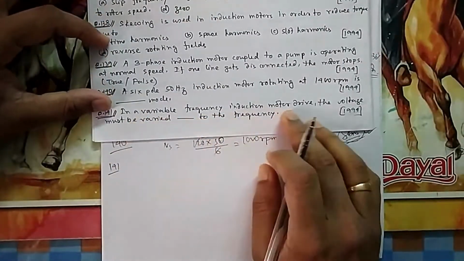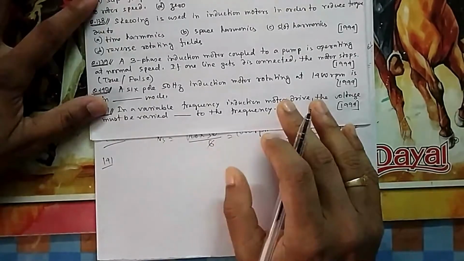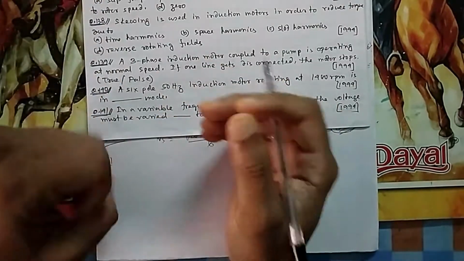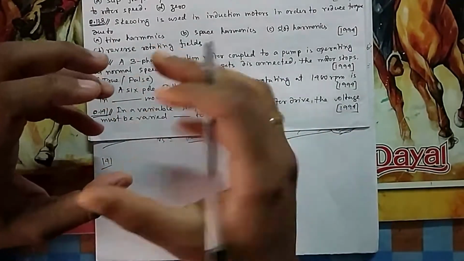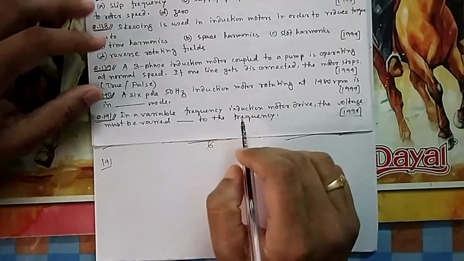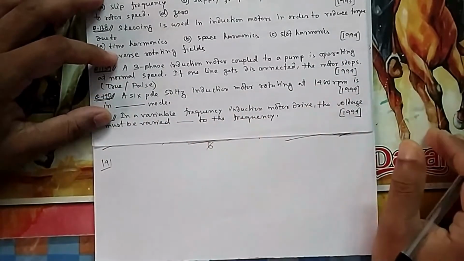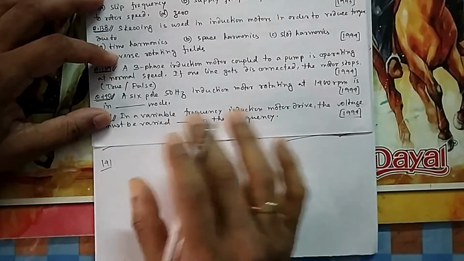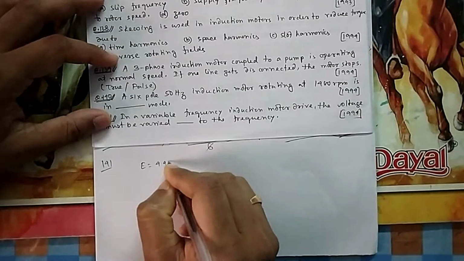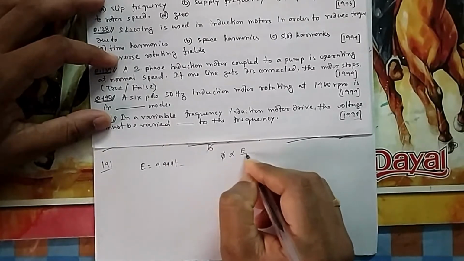In a variable frequency induction motor drive, the voltage must be varied dash to the frequency. So an induction motor is like your transformer, but in a transformer it cannot rotate. In an induction motor, there is a possibility of rotation because the rotor is free to rotate. Because a transformer is also a constant flux machine, your induction motor is also a constant flux machine. To make the flux constant, if you see its EMF, that is also the same 4.44 phi f formula. So here also phi is directly proportional to E by F.